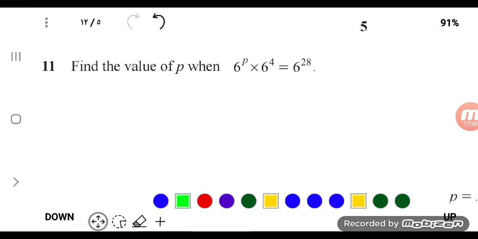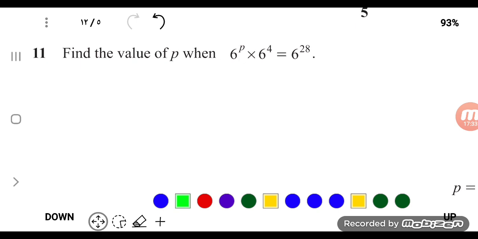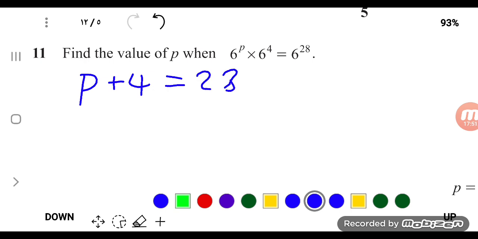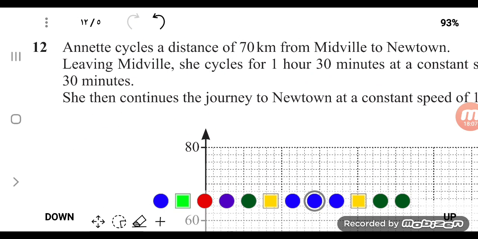In this question, this is indices or exponents. Whenever you multiply powers, you add exponents. So here p plus 4 equal 28. Because the bases are the same, so you add exponents. Take 4 to the other side, you get p equals 28 minus 4, which is 24. And that is question number 11. Let's see now number 12.